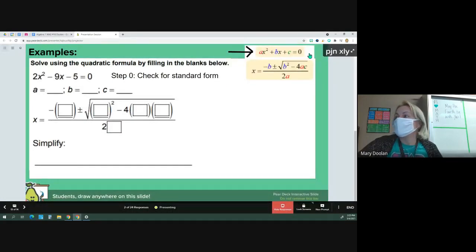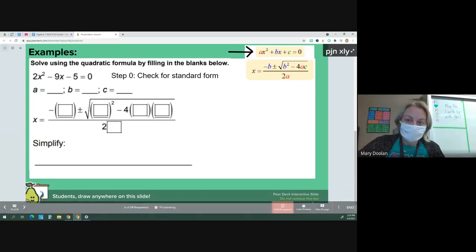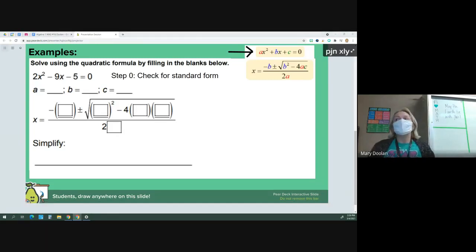So step 0, check for standard form. Do you have it in this format where the trinomial is on the left in decreasing order? The x squared term, the x term, the constant equals 0. This is what we have. So you want to make sure that you do have that. And we do. Because if you didn't have standard form, you'd have to rearrange it, just using rules of equations. If something was on the wrong side or in the wrong order, you can change things around. Okay, and now we're going to go to step 1.